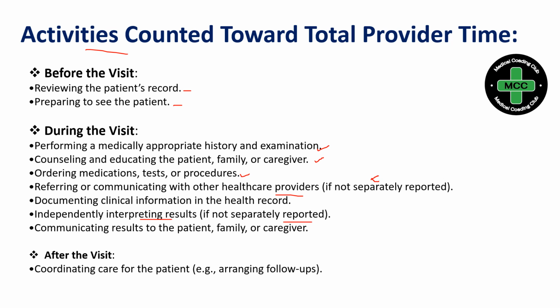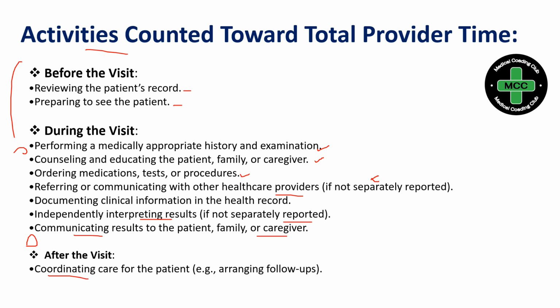If someone is independently interpreting the result, then we will generally be billing for the other physician. So we have to make sure whether we are billing for another physician or not. And communicating results to the patient, family, or caregiver, and after the visit, coordinating care for the patient. All of these services can be calculated towards the E&M total time calculation.